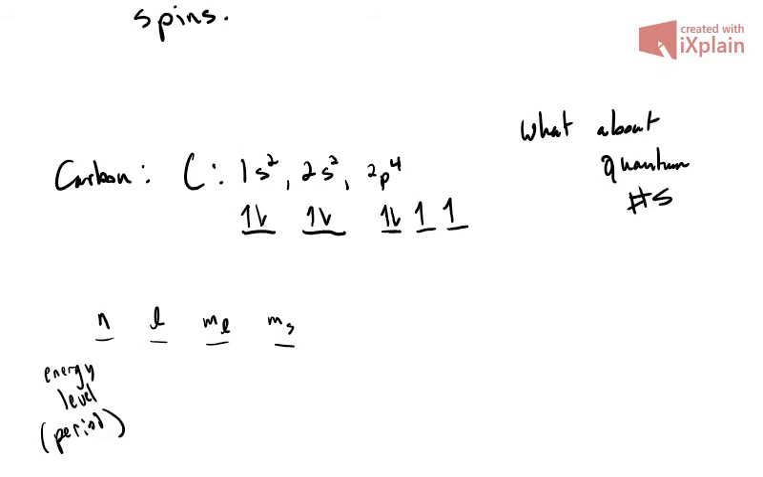L is the type of orbital, whether it's an S or a P, or a D or an F. So S, P, D, or F. M sub L tells you which one of the suborbitals it is in. And then M sub S would tell you whether it's spin up or spin down. Okay, so those are the quantum numbers. You don't need to be able to assign them to an electron for the AP test.